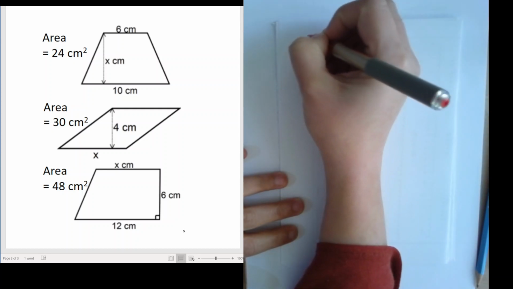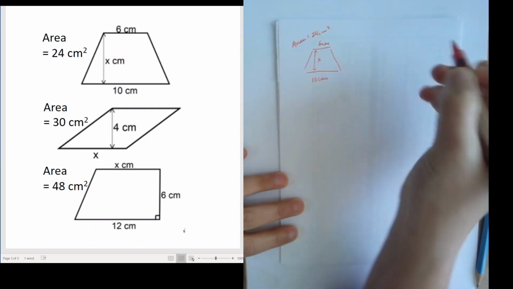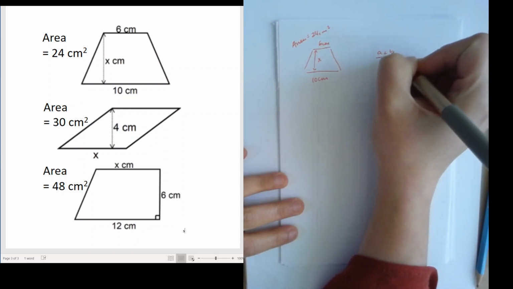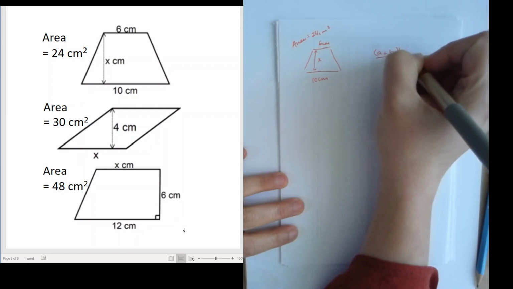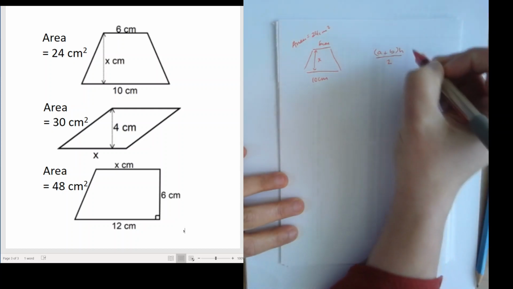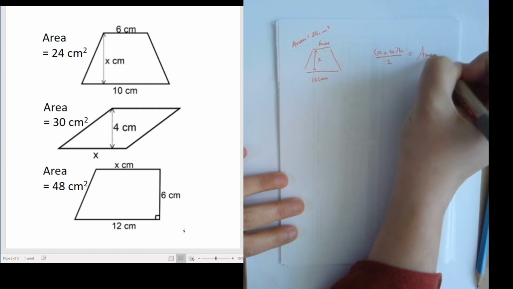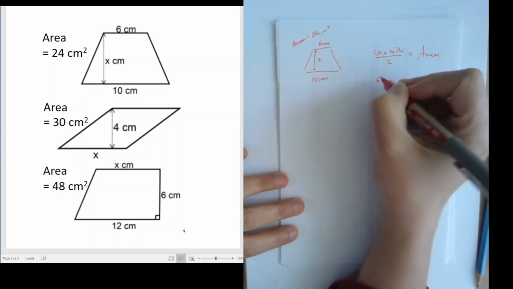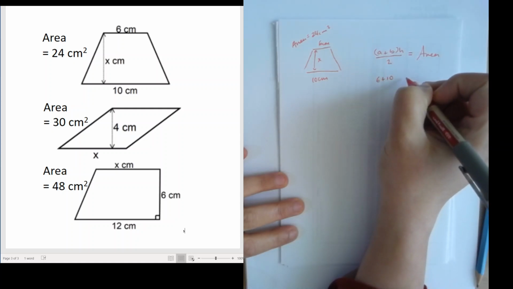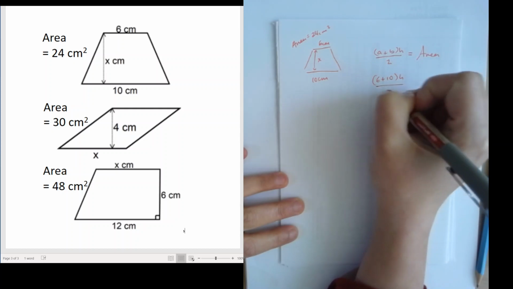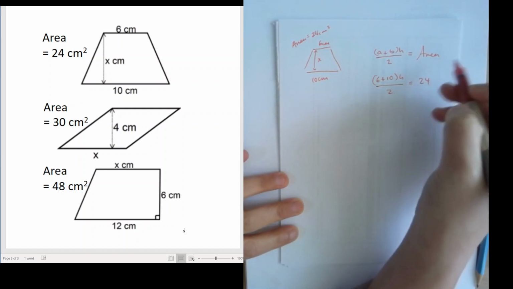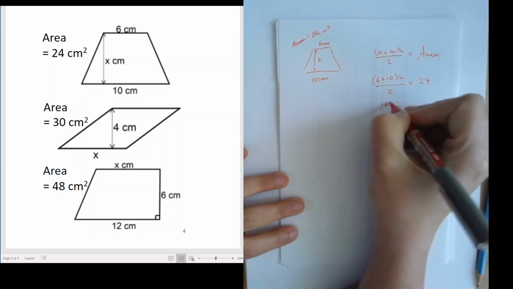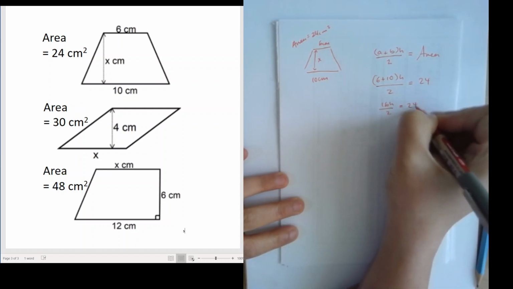Okay, so area equals 24 centimeters squared. So I know area is (A plus B) times by H all over 2 equals the area. Going through this, A is the top one, which is 6, B is the bottom one, which is 10, times it all by H, divided by 2 is 24. All I'm doing is substituting those answers into this equation they've already given me. So I've got 16H over 2 is 24.